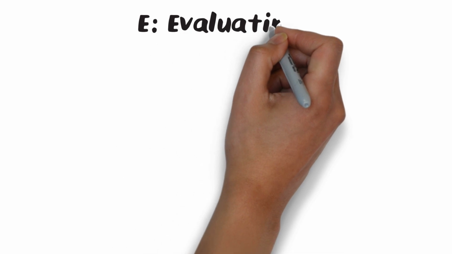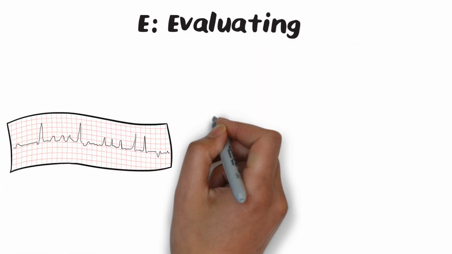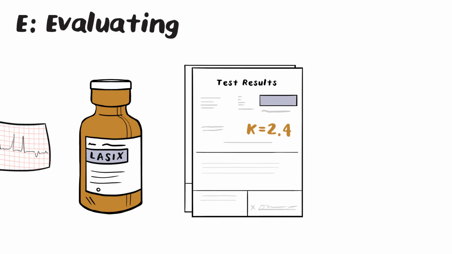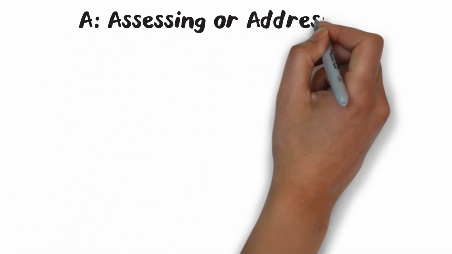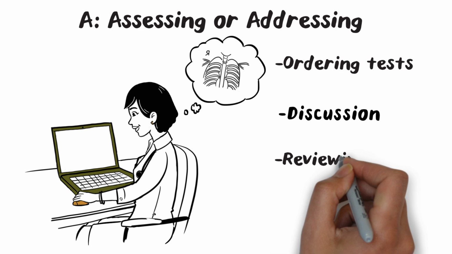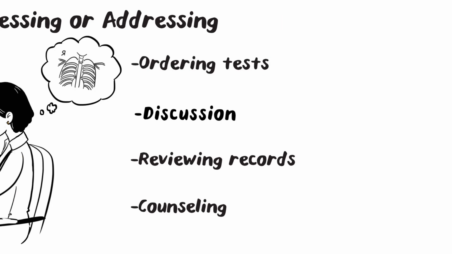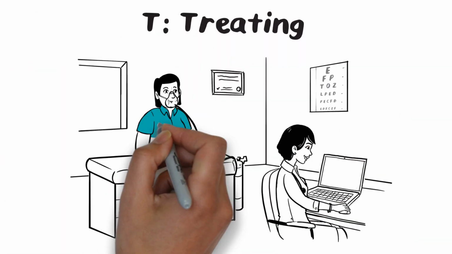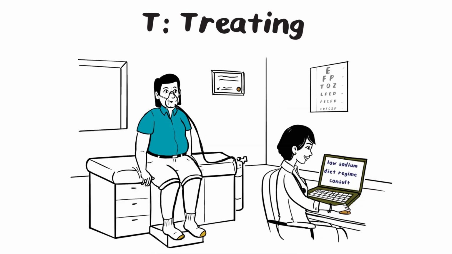E is for evaluating. This means documenting test results, effectiveness of medications, and response to treatment. A is for assessing or addressing. This could include ordering tests, discussion, reviewing records, or counseling. T is for treating, where you should document medications, therapies, referrals, or other modalities.